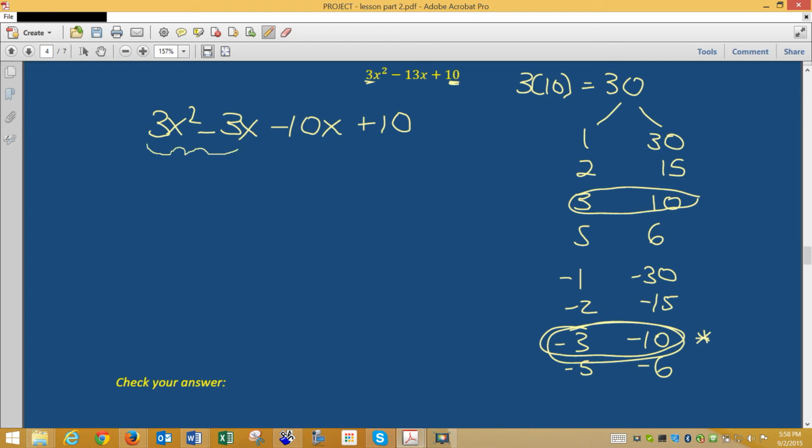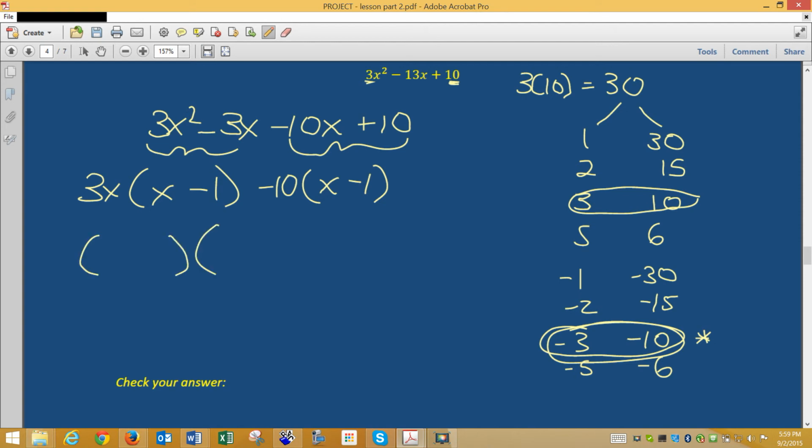3x squared minus 3x. And it doesn't matter if I wrote minus 3x minus 10x or minus 10x minus 3x. You end up with exactly the same answer in the end. So don't worry there. Order does not matter. So now I need to look at the first two and the last two. Okay, the commonality here is the 3. Positive 10 divided by negative 10 is a negative 1. Okay, good. I have the same thing in the brackets.